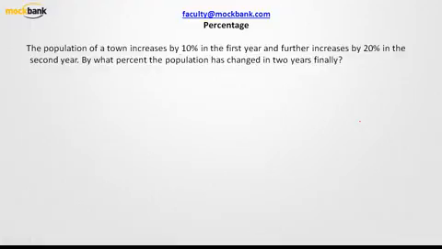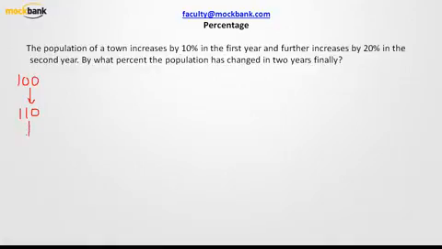In this problem, it is said that the population of a town increases by 10% in the first year and further increases by 20% in the second year. One needs to understand that this is nothing but successive increments. There is an increment of 10%, and then after this increment, the 20% increment is going to happen over that total value. Say for example, if I assume that the population of a village is 100, and it is increasing by 10%, this becomes 110 for sure.